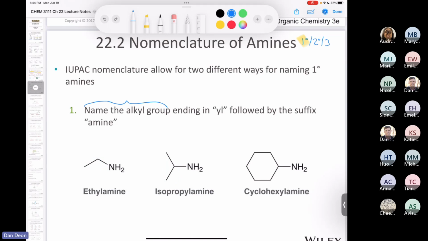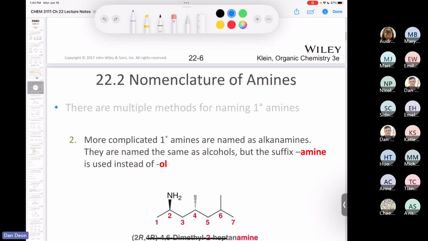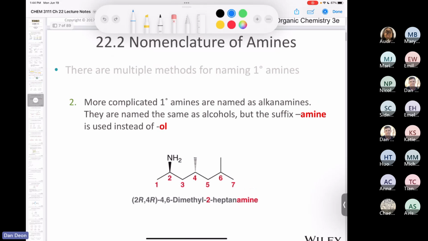Now, we can also name these using IUPAC nomenclature, or systematic nomenclature is what I should say. I'm going to come back to that in just a few seconds. But if you have a more complicated amine, here's a primary amine, but you can't give a name to all this here. In that case, you name it kind of the same way you do an alcohol.